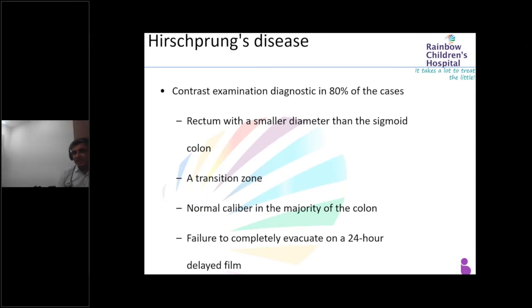Contrast examination is diagnostic in 80% of cases. We can see a rectum with a smaller diameter than the sigmoid colon. A transition zone is usually seen, and the diagnostic finding is that once we give an enema, the dye does not evacuate completely even on a 24-hour delayed film.